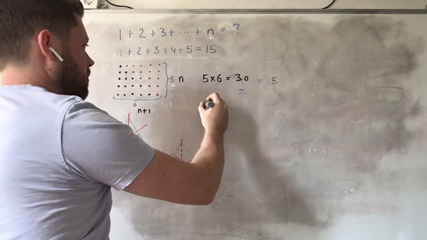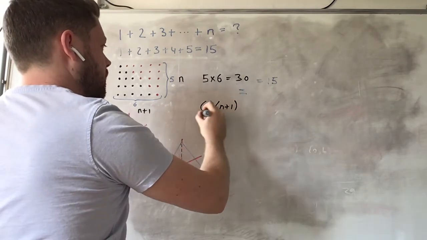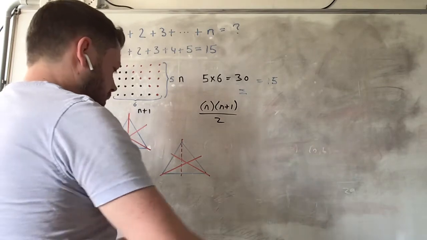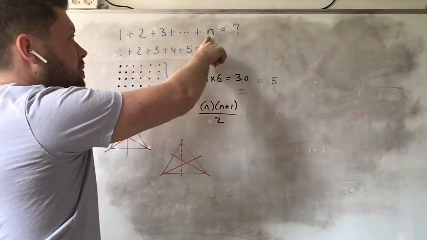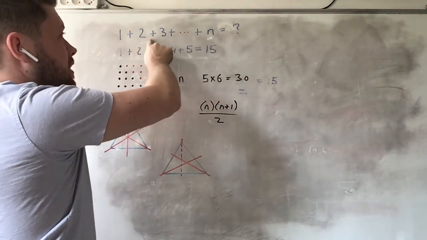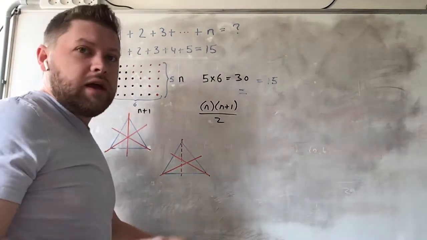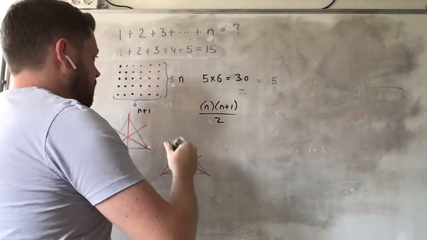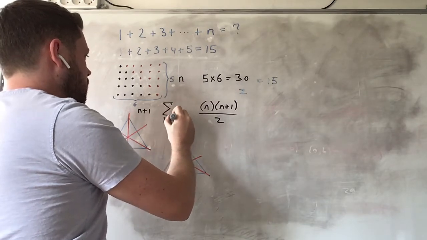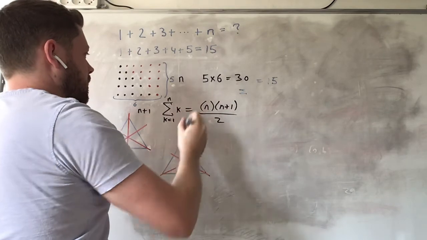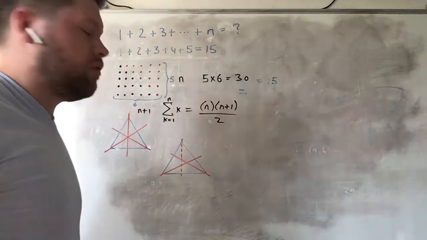In which case, what did we do? Well, we multiplied n, this number, times this number, n plus 1, and we divided by 2. That is a general formula for the sum of integers, sum of natural numbers, I should say, up to any number n. In math speak, we sometimes write this as the sum from k equals 1 to n of k. But don't worry if you don't understand this notation. This is just for those of you who do.